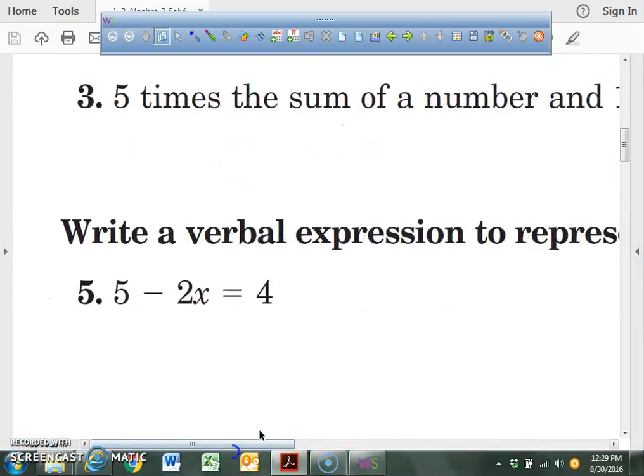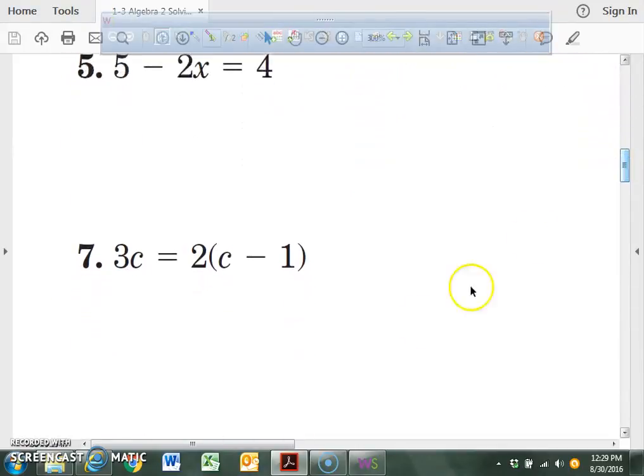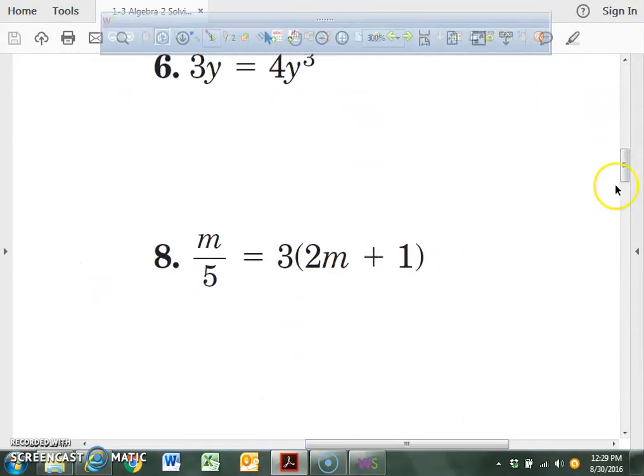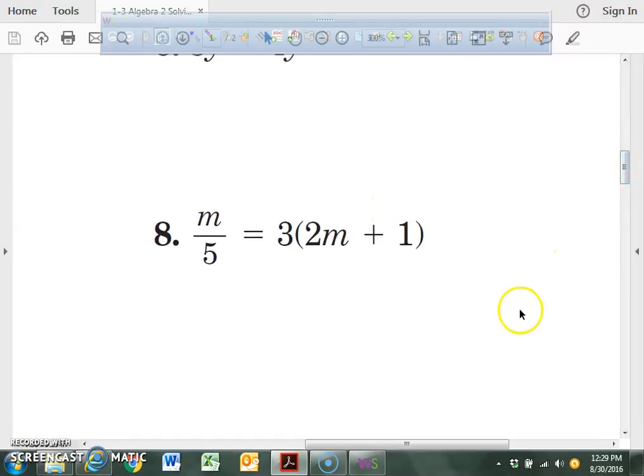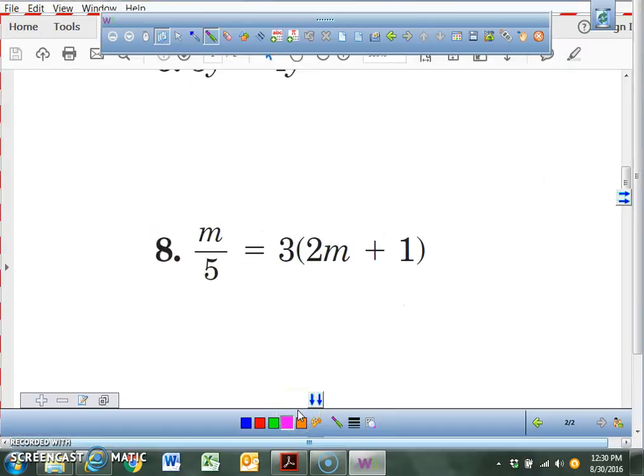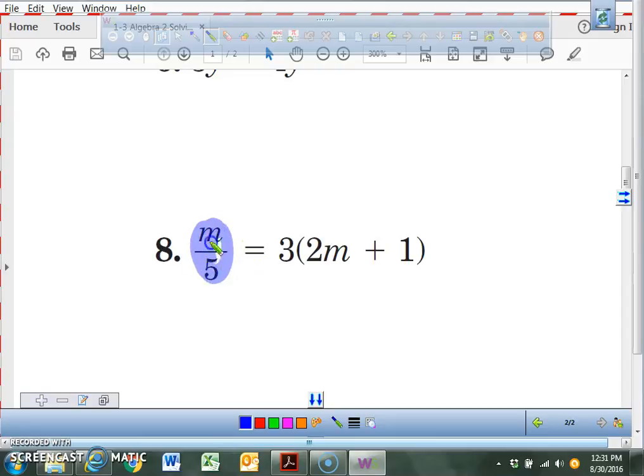All right, so let's go down to a more difficult one here. Let's all go down to number 8. Okay? So let's look at number 8. Go and put number 8 in your journal. All right, so what I want you to do is I'm going to highlight 3 parts, and then we're going to write words that go with them, and then we'll write the whole sentence. Okay? I'm going to highlight this part, this part right here, then this expression right here in the parentheses.